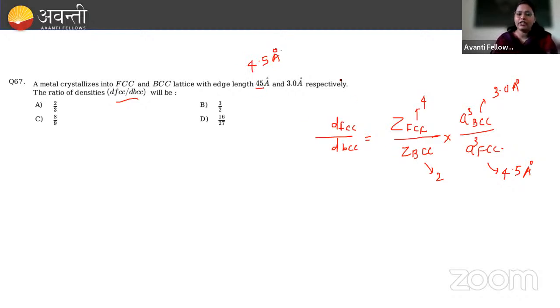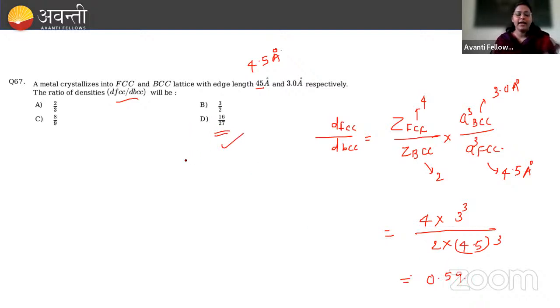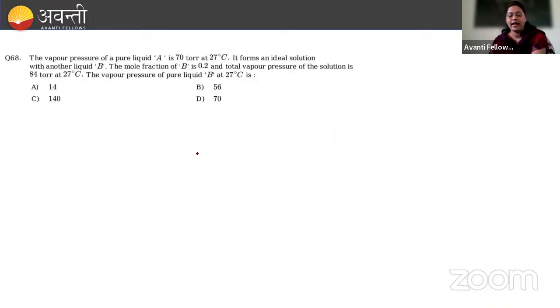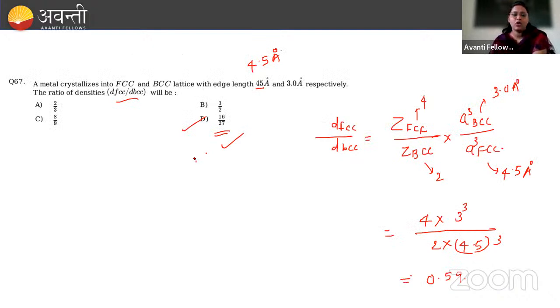When you do all the calculations here, you can observe that you are going to get the answer in terms of 4 into 3 cubed divided by 2 into 4.5 cubed. Okay, after doing all these calculations, you will get answer 0.59, and that is equal to this fraction, that is 16 by 27. So here option D is the correct answer. Okay, any doubts? Yeah. Okay, let's move on to the next problem.